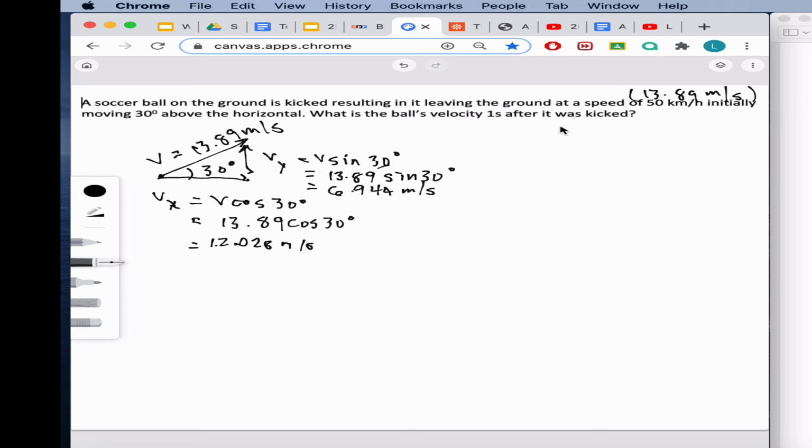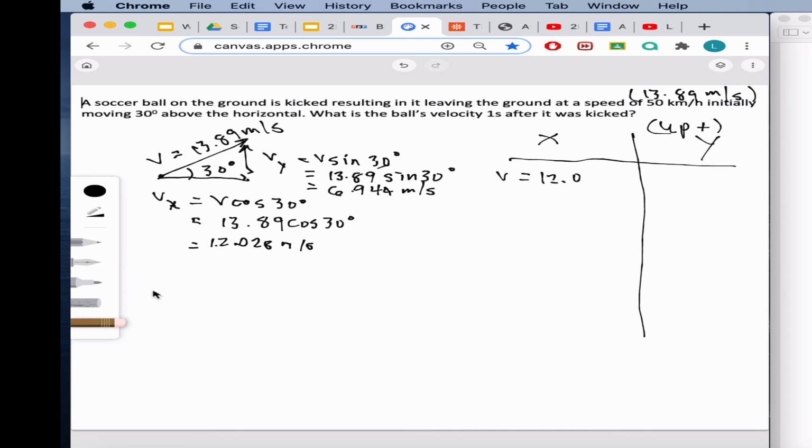So now we need to set up our two x and y columns as we've done before and start to write in the variables that were given. But now it's actually going to be more convenient to say that up is the positive direction because that's the direction that our object starts to move in. We can list the horizontal component of velocity that we've already calculated in our x column and our y component in our y column.